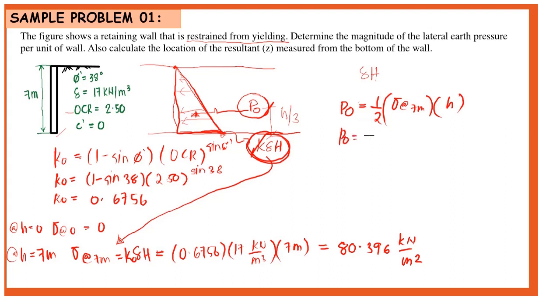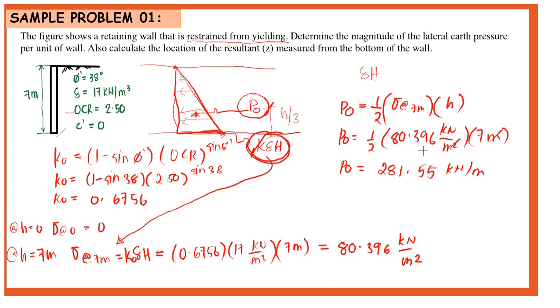So substituting our values, 1/2 of 80.396 kilonewton per meter squared times our height 7 meter. Okay, so we have here now our value of P0 that is equal to 281.55 kilonewton per meter. So this will be now our magnitude of lateral earth pressure per unit of our wall. So that is kilonewton per meter.